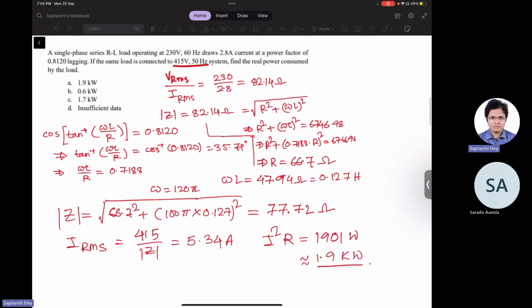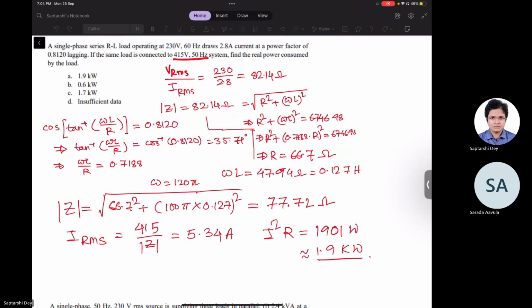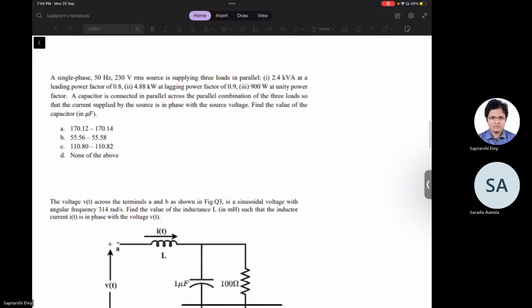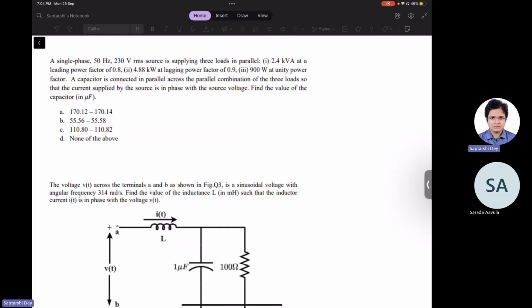Okay. Any doubt in this? Easy question. Just find out the values of R and L. It's only about calculations. Okay. We'll look into this question now.